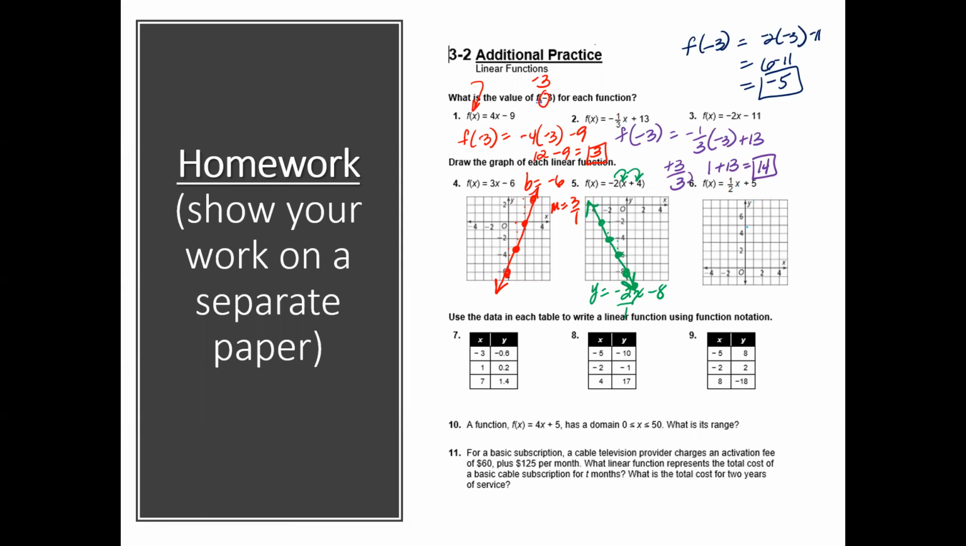All right, number 6, start off at 5. Your slope is a 1/2, so you're going to go up 1 over 2, up 1 over 2. If we run out of space, go down 1 over to the left 2, down 1 over to the left 2. Connect your dots.